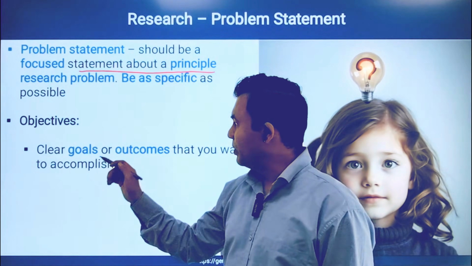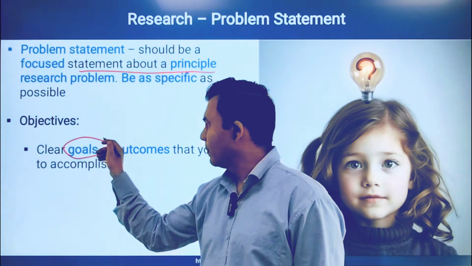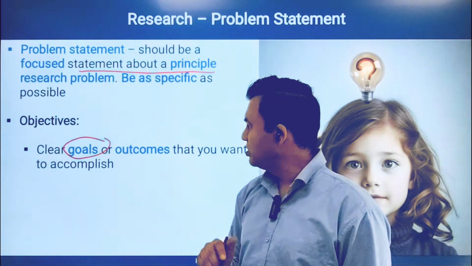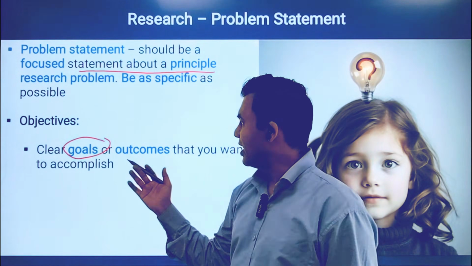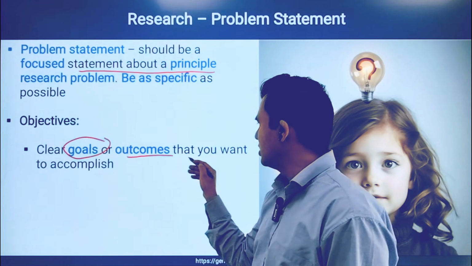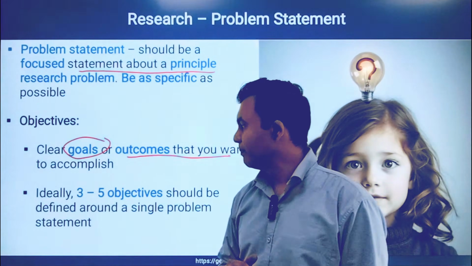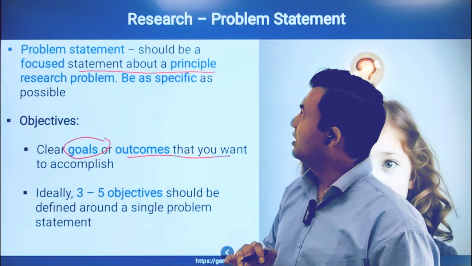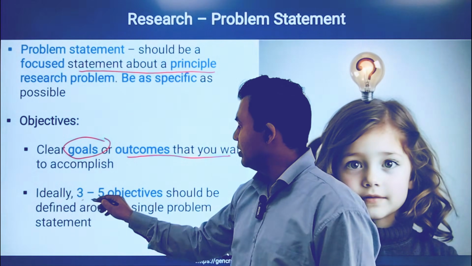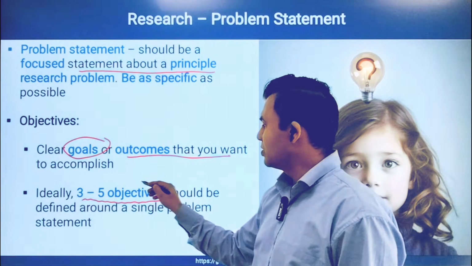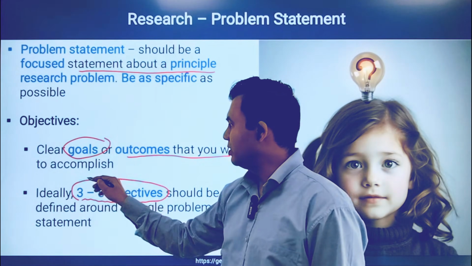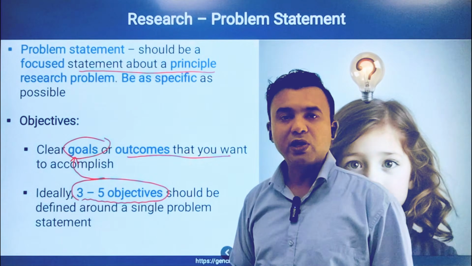The objectives would be, let's say, to have a clear goal, one goal or a maximum of 2 goals, and maybe 5 to 6 objectives, and the outcomes that you want to accomplish in the research paper. Ideally, we'll have 3 to 5 objectives in the research paper, which are linked with that particular goal.